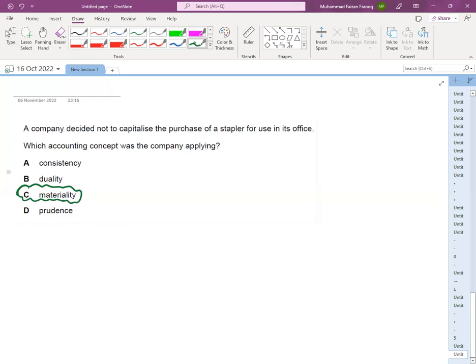The company has to define a limit. Above the limit, it will be an asset. Below the limit, it's an expense. Same thing happening in this question. So the answer for this particular question seems to be option C. C, yani materiality. The next question will appear on your screen in a second.